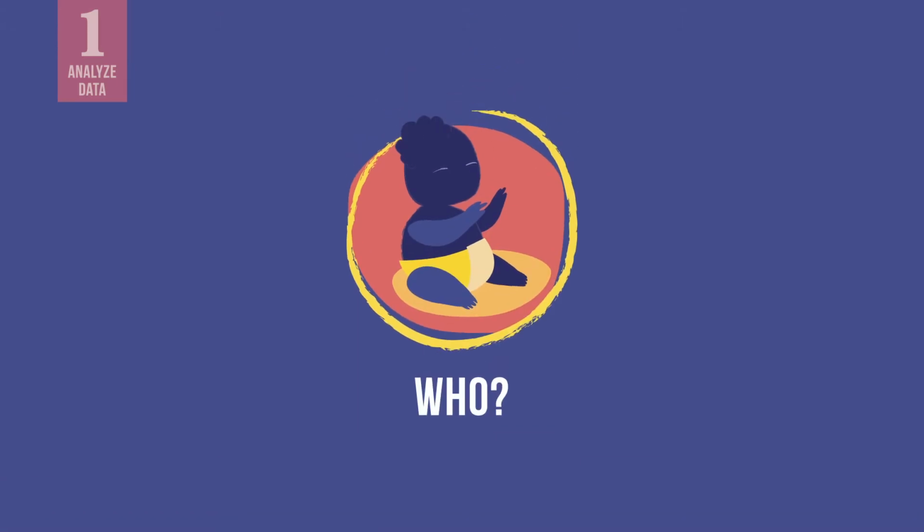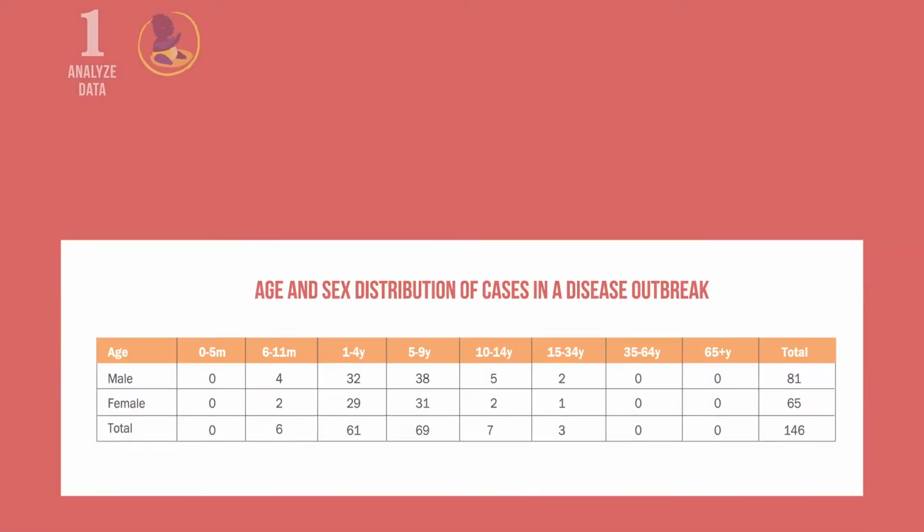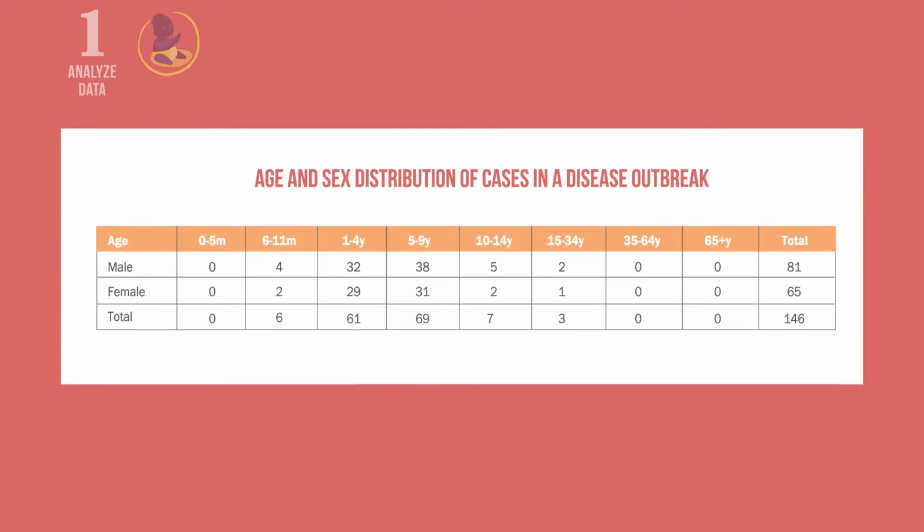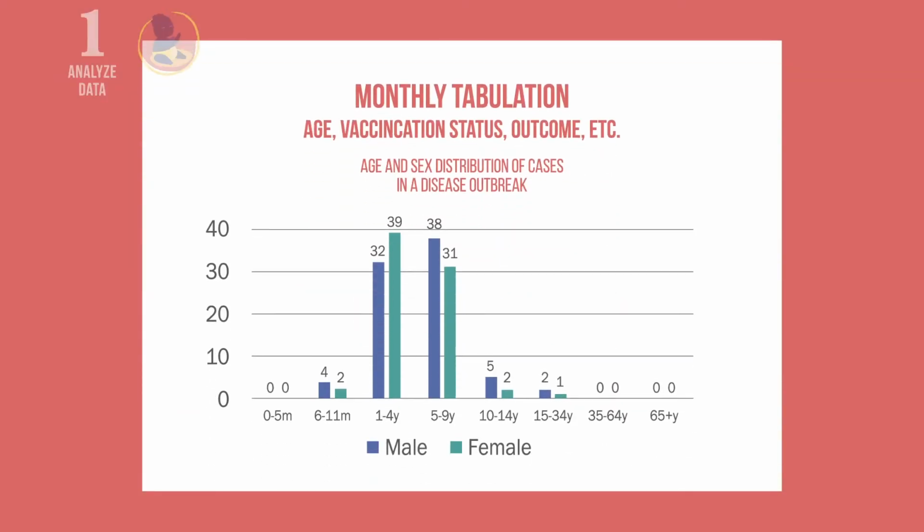Then, consider which populations are being affected by the disease. Each month, sort cases by age and gender to identify which populations are most at risk. You might show data in a table like this, or in a graph such as this. You might also analyze cases by other factors such as vaccination status or location. Here, we can see that there are many more cases in children than adults. Knowing the age group will help identify possible causes and plan strategies.